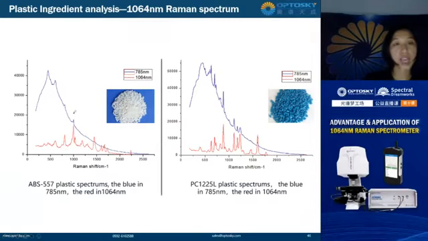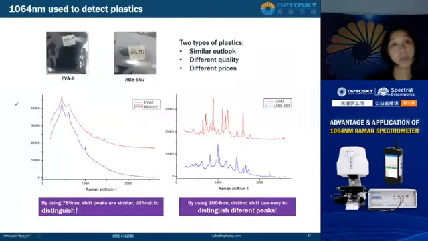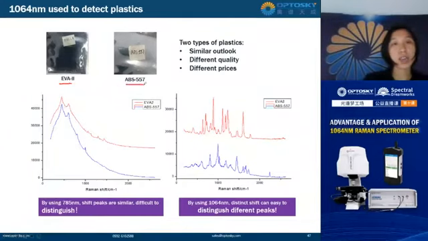This peak is very weak, and with 1064 peaks appear. And this one, the peaks are not so good; if using the 1064, the Raman peaks are very nice. And these two, EVA and ABS plastics, look very similar, but quality is different and price is different. So it's necessary to use the Raman spectrometer to identify them.